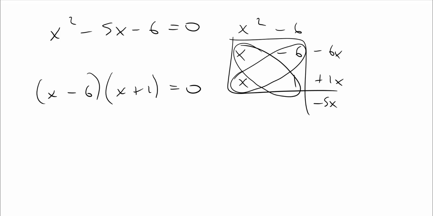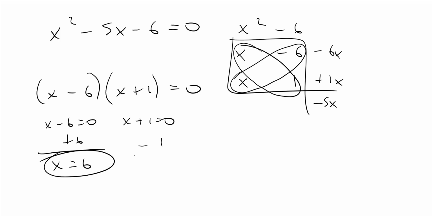So now just like we did before, guys, we set each of these equal to 0. So x minus 6 equals 0, and x plus 1 equals 0. So add 6 to both sides, x equals 6. There's one answer. Subtract 1 from both sides, x equals negative 1. That's the second answer. Okay? And you're done with the problem. So it's really easy. You're just setting those equal to 0 and solving. That's all you do. So you got to factor and set equal to 0.